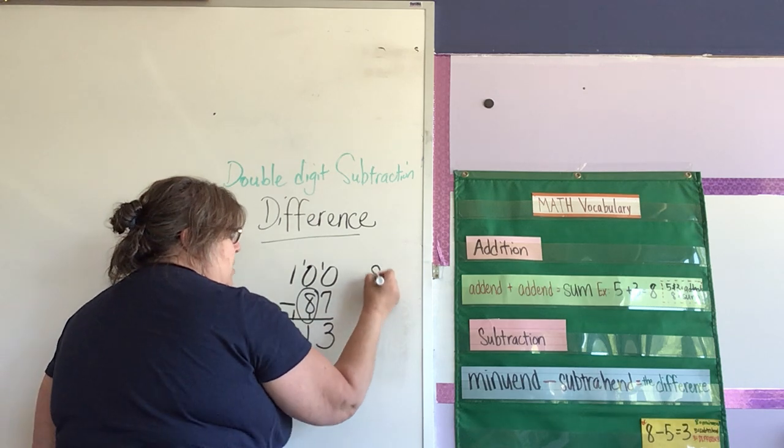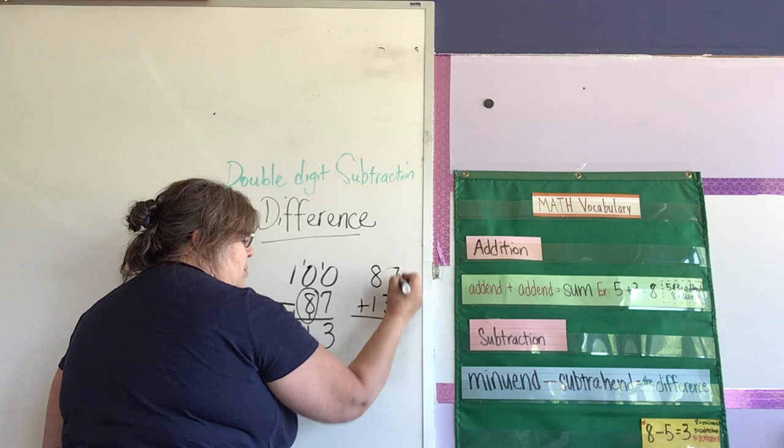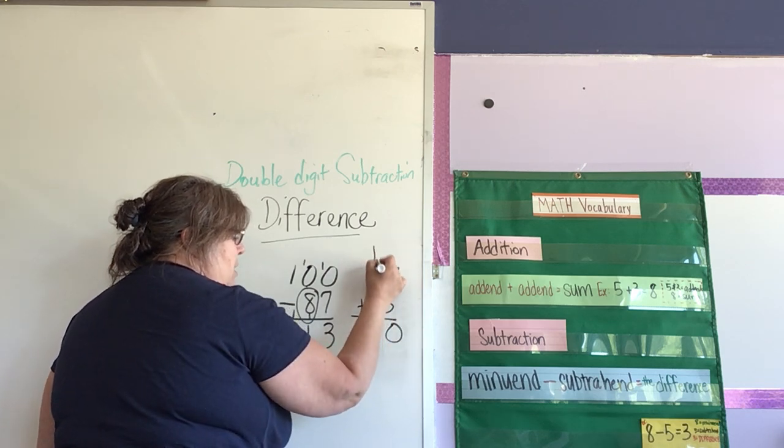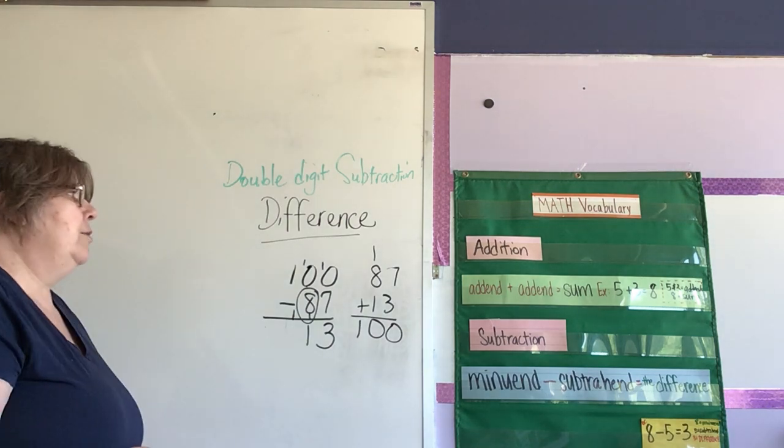So let's do our check. 87 plus 13. 3 plus 7 is 10. Carry the 1. 8, 9, 10. 87 plus 13 is 100.